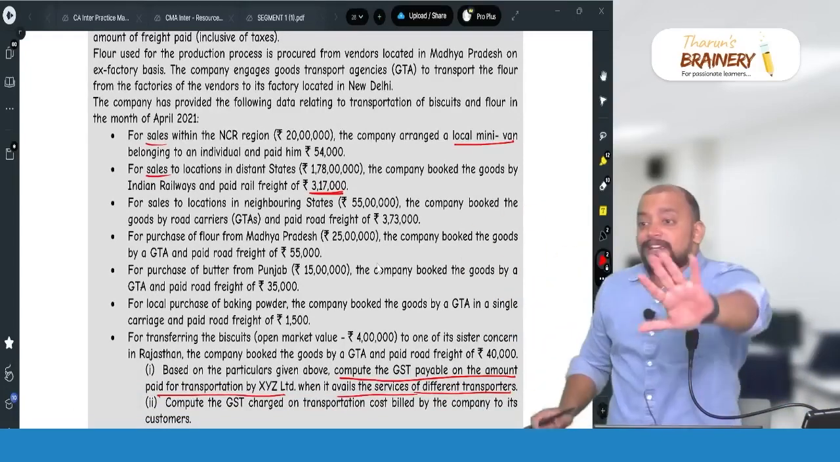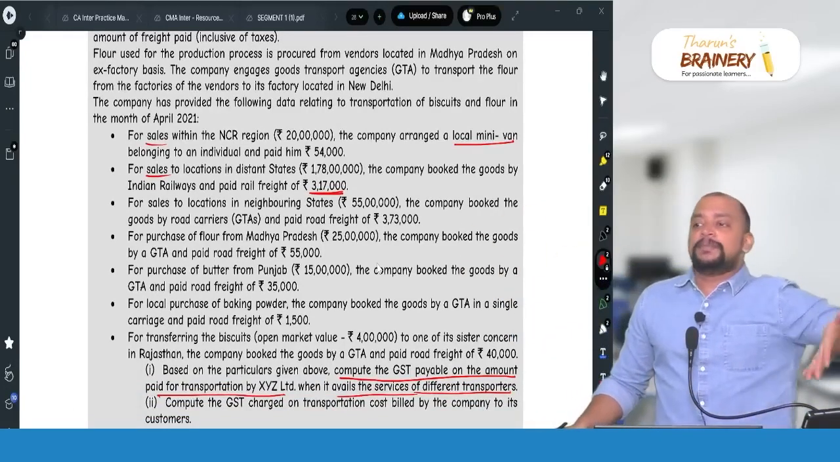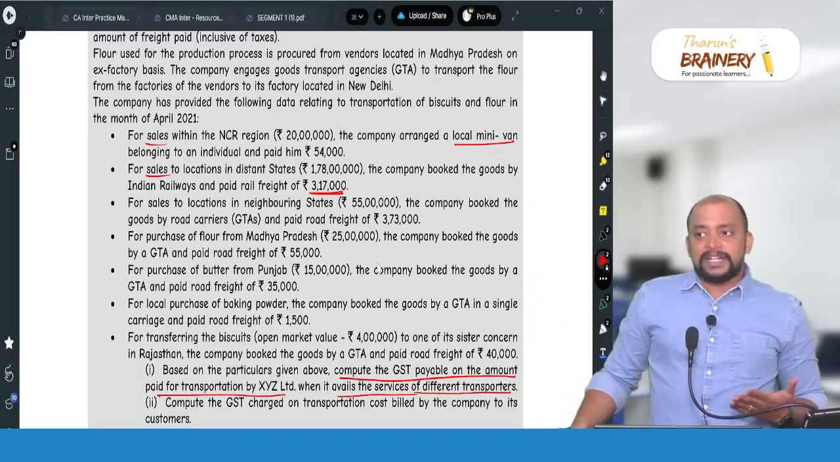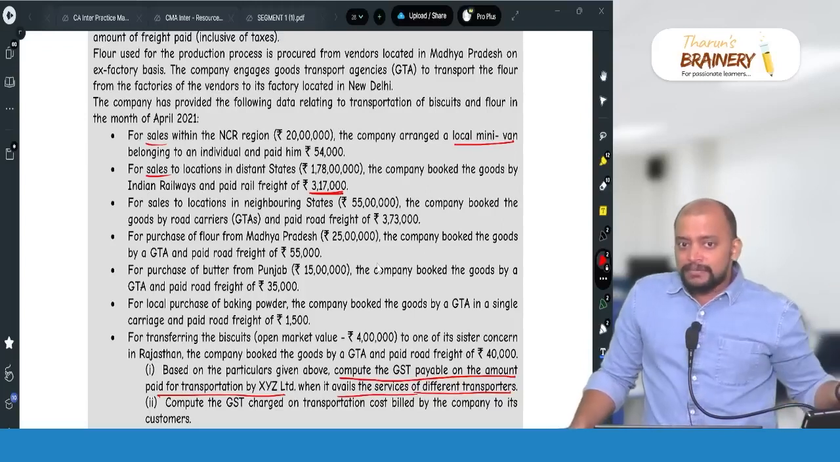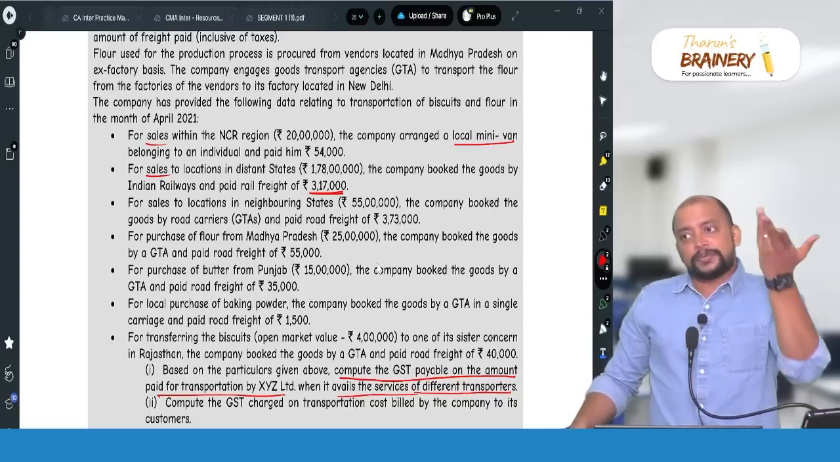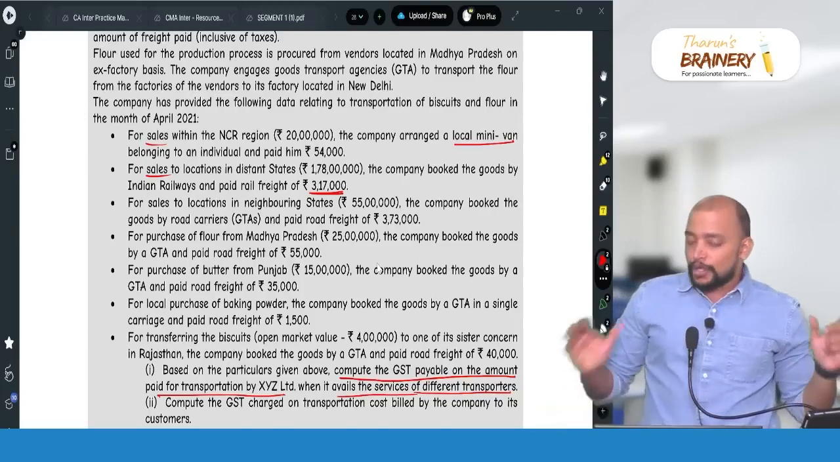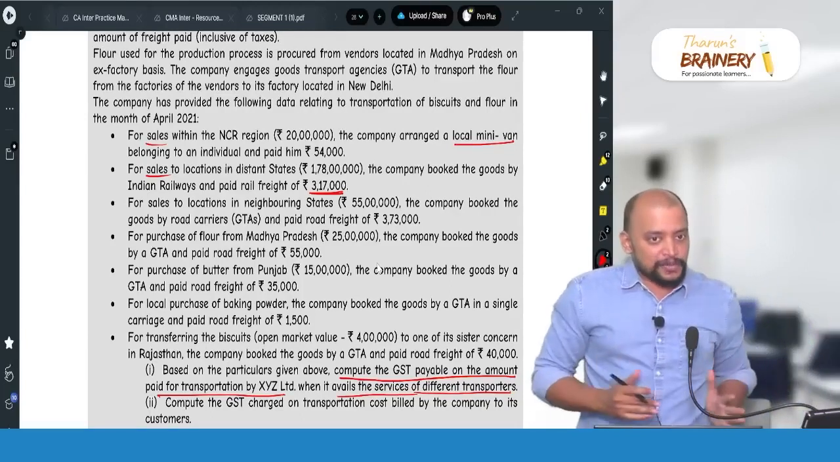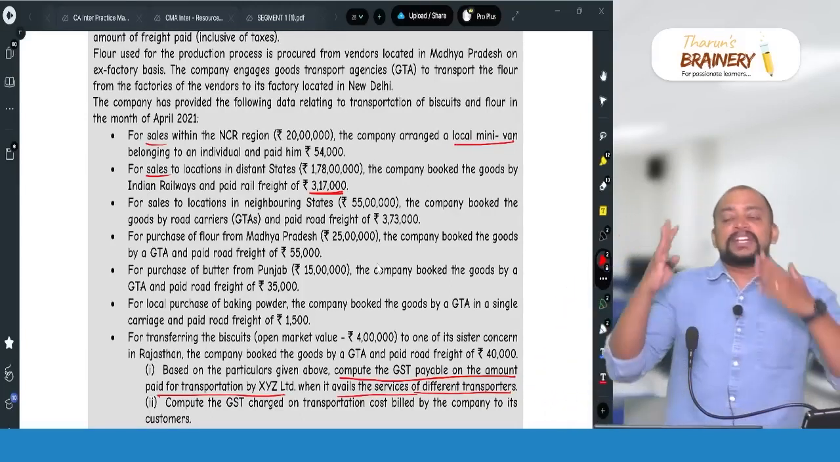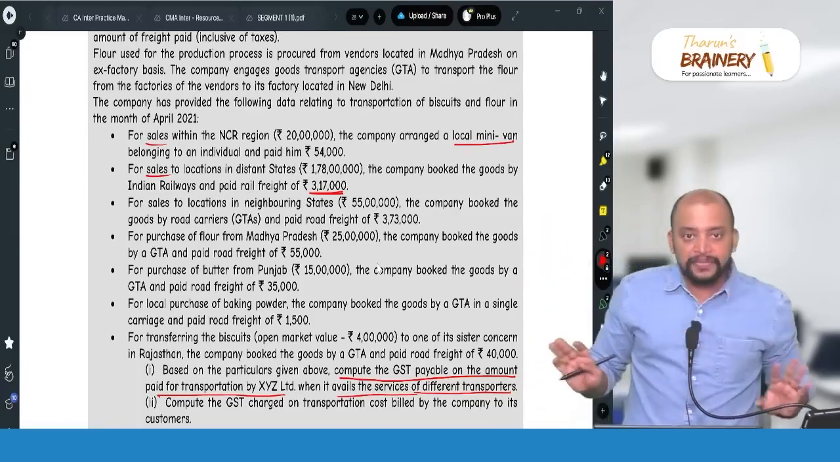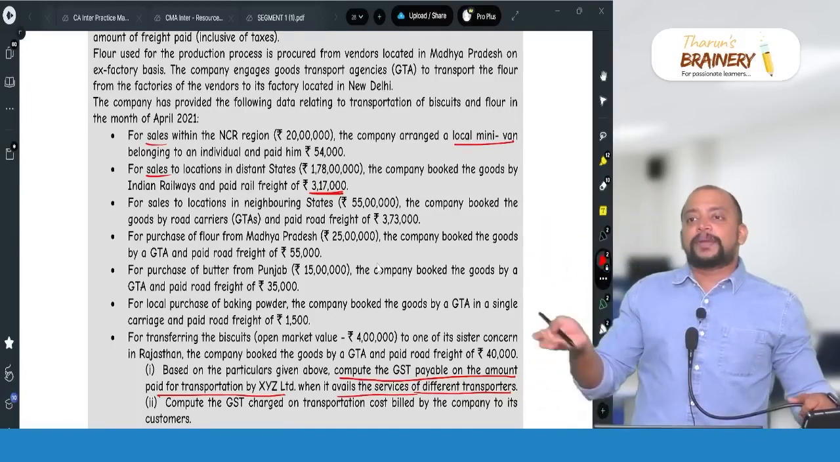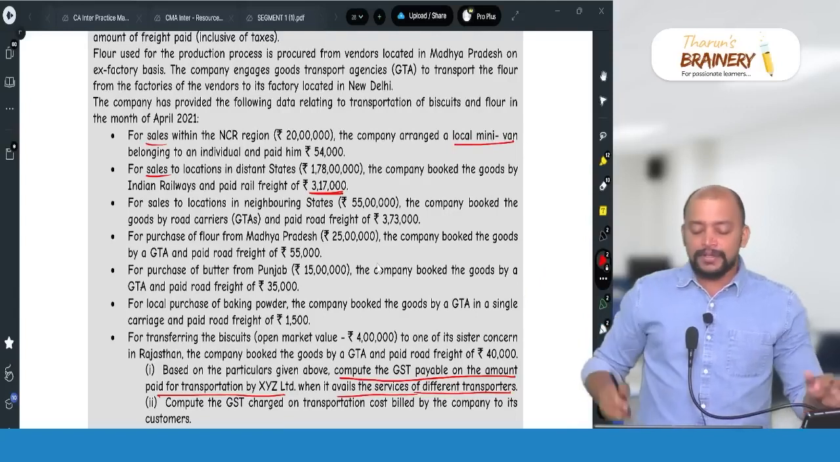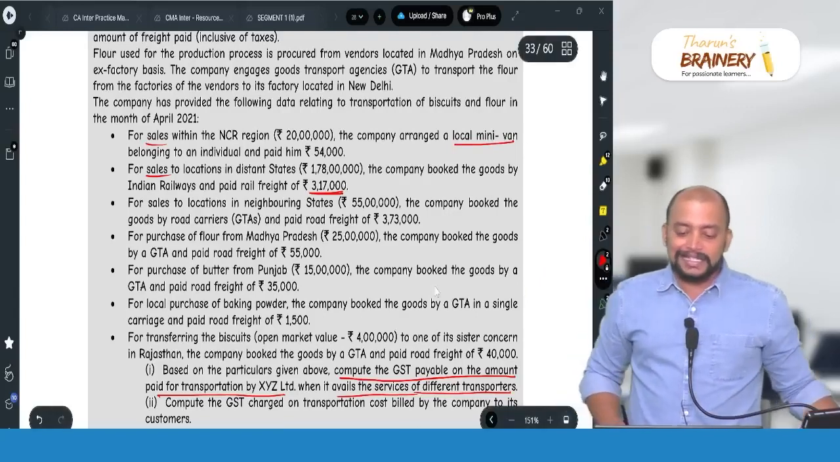Otherwise, 5% means there can be FCM also because of the amendment. So, because of the amendment, 5% can be FCM or RCM. GTA has option to pay at 5% FCM also. So, we need to clearly write that assumption whether it is RCM or FCM, but in the absence of information, you take RCM. Only when it is given that they are opting for FCM, you take it as FCM. So, therefore, RCM, how much is the GTA?